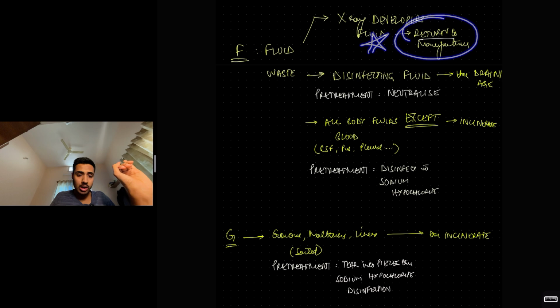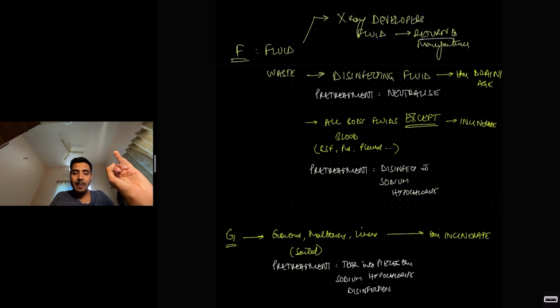Important point. Disinfecting fluid, like Harpic, Lysol, or whatever you use to clean the hospital floor, is highly acidic in nature, so you won't straight away put it into the drainage. Pre-treatment is required. You will neutralize that disinfecting fluid and then you will drain it. That is for disinfecting fluid.